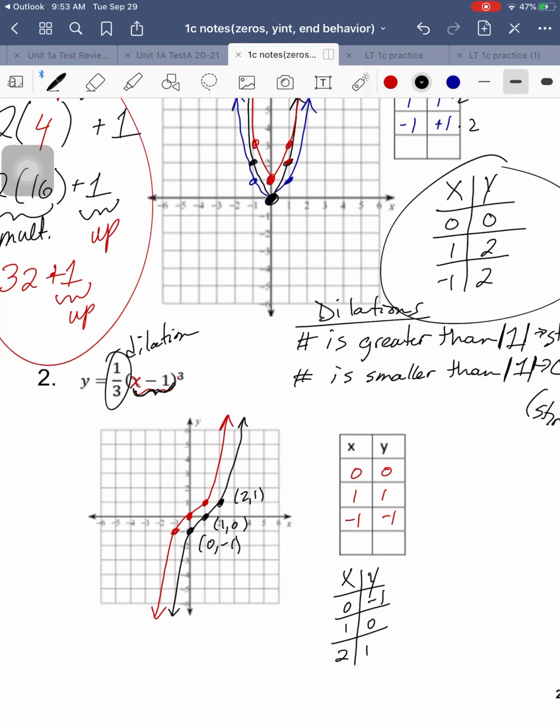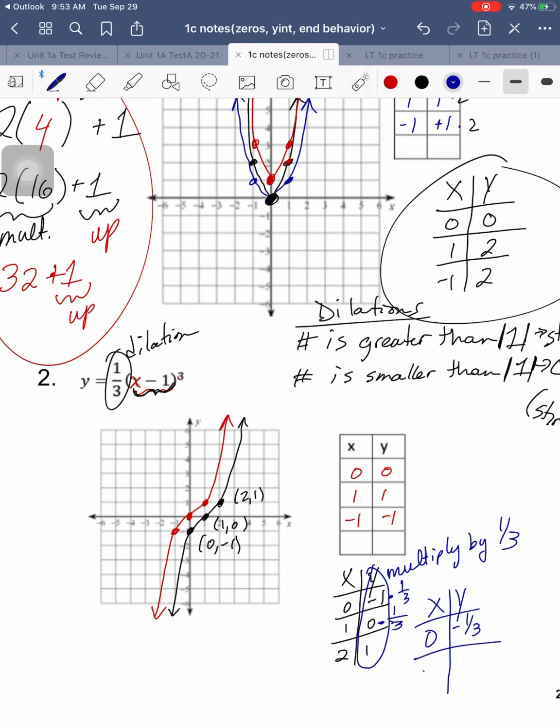Now the only other thing is the dilation. With the dilation, when it's just multiplied by the parent function itself, we are going to be multiplying the y by the number in front, what it's being dilated by. So it's being dilated by 1/3. So when we do this, we're going to have fractions. -1 times 1/3 is -1/3.